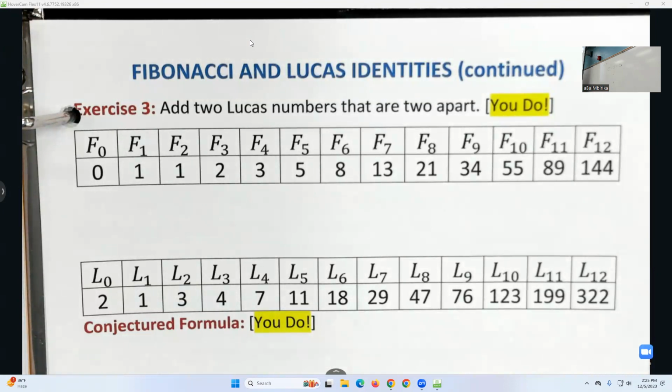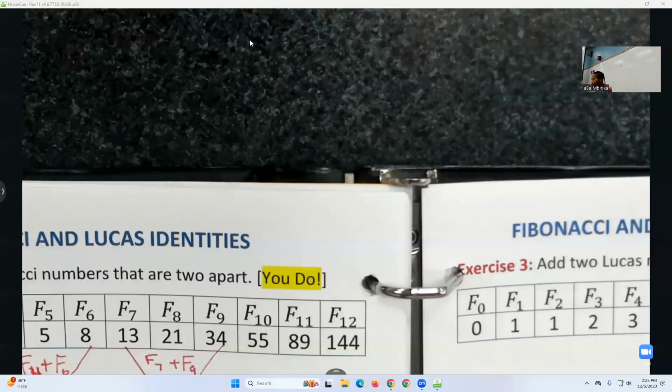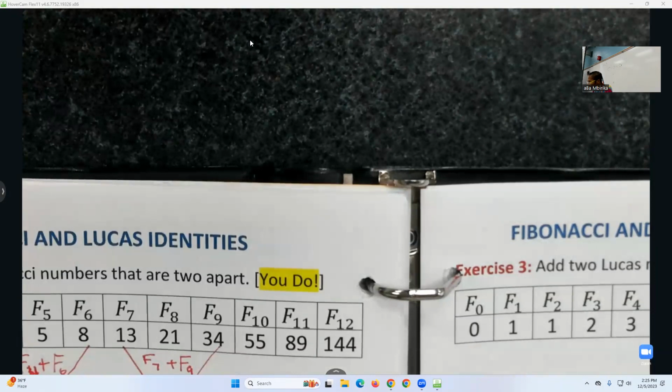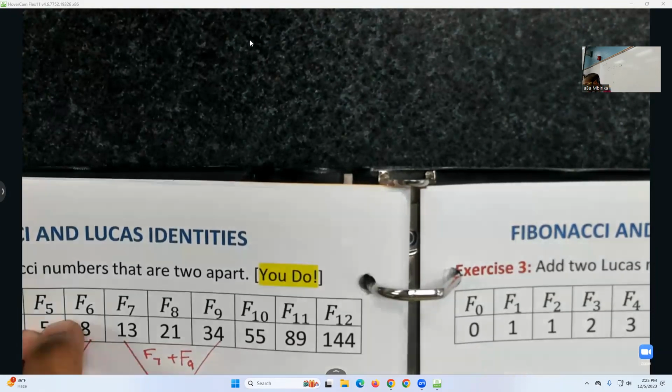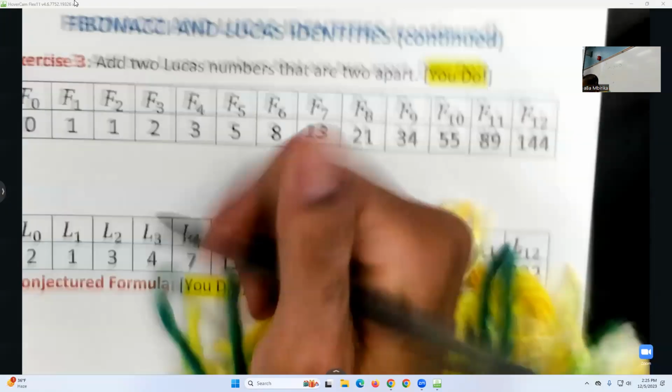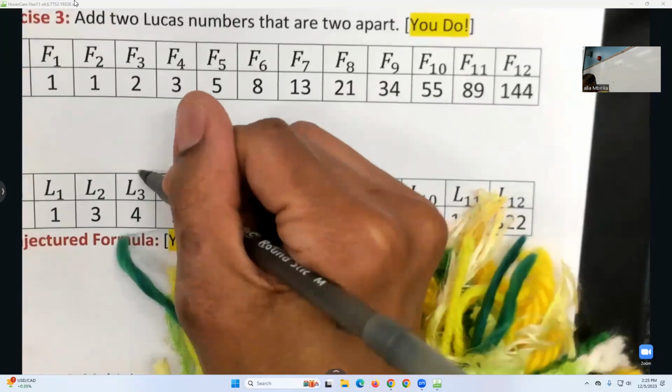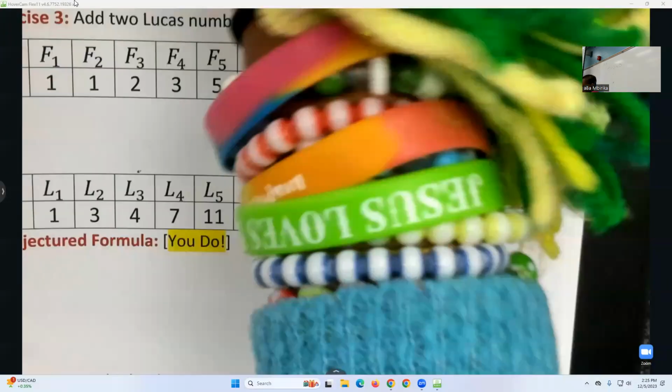Never say never. Let's add two Lucas numbers that are two apart. So we added two Fibonacci numbers that are two apart, and they were directly the number in the bottom. So maybe if I add two Lucas numbers, maybe they're, well, let's see. Let's add L3 and L5. Which color am I doing? I want to do red.